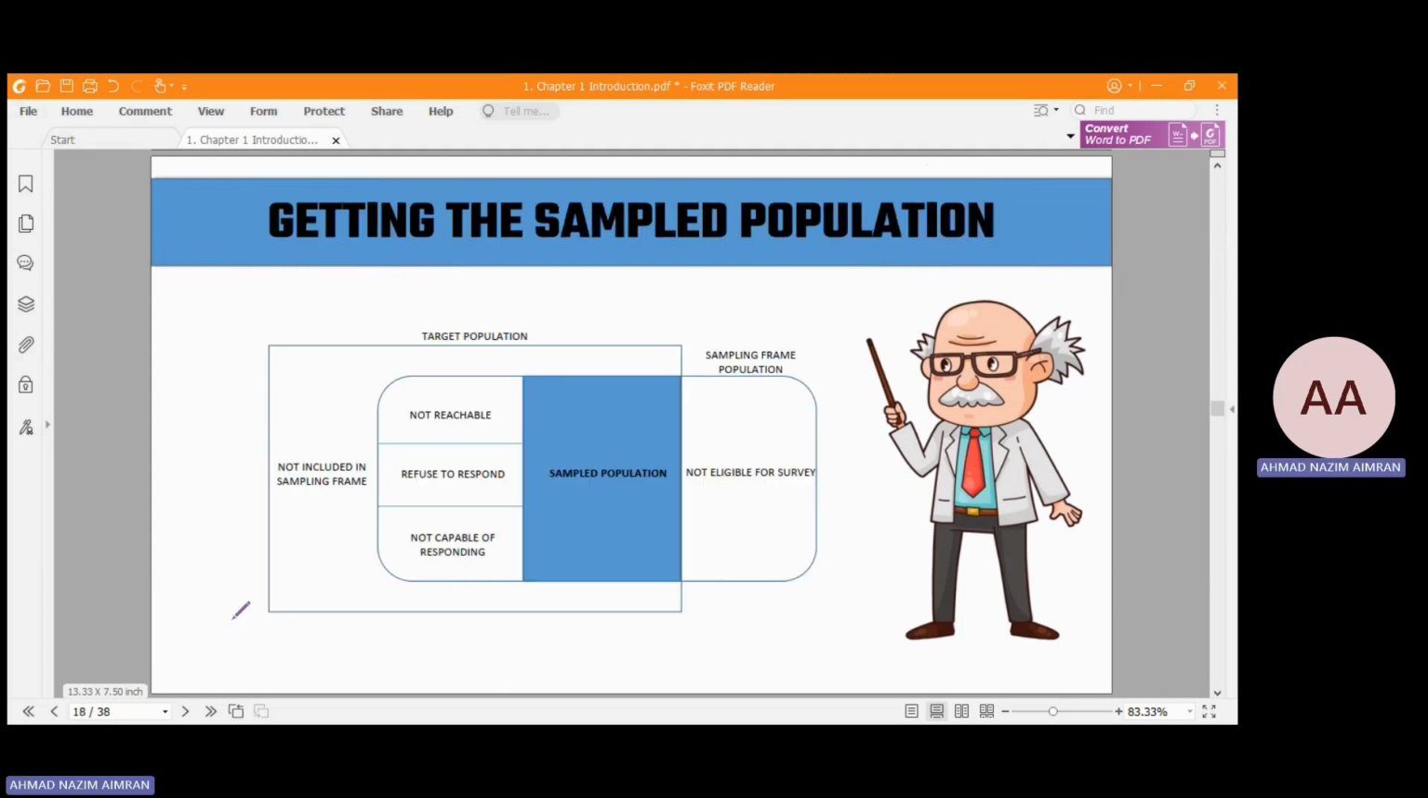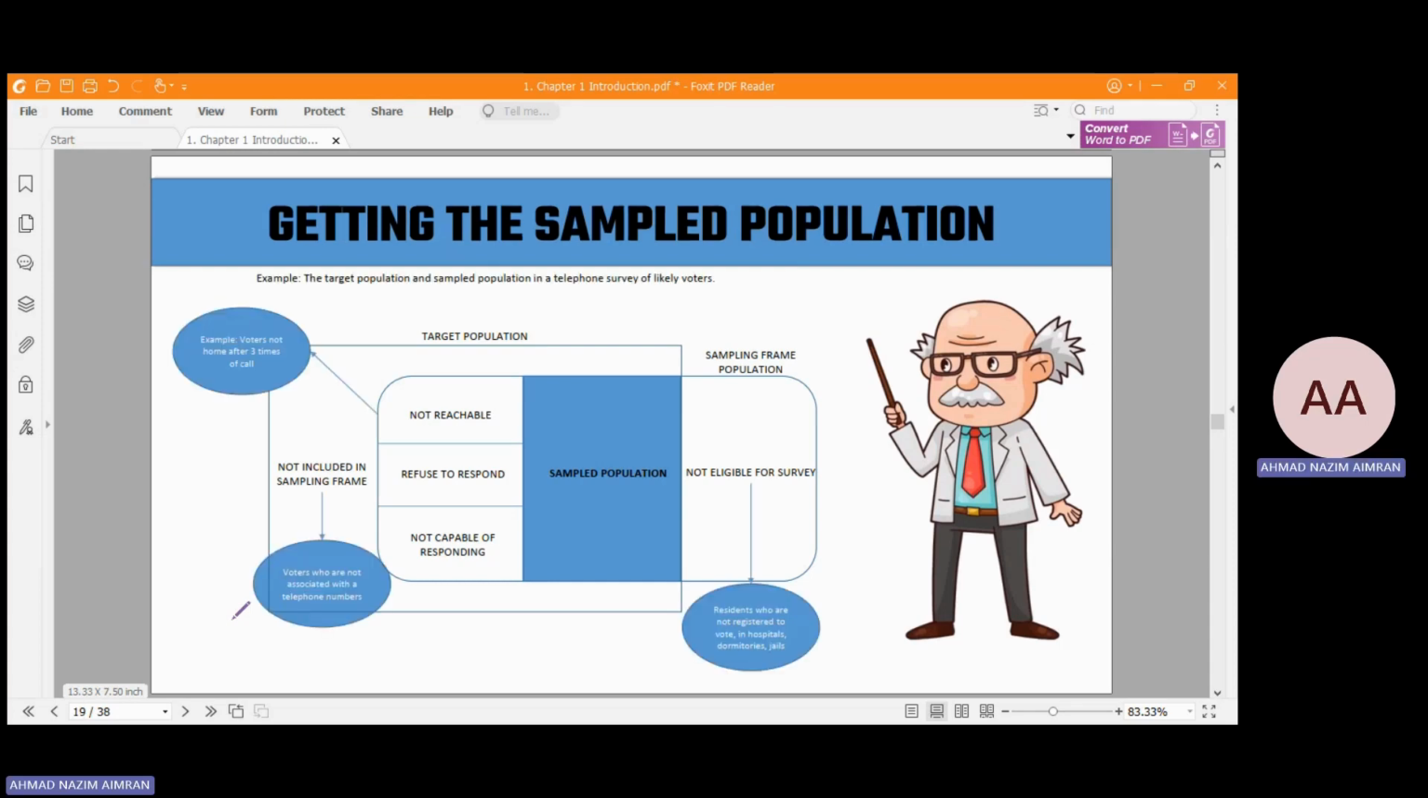Now let's look at the next one, which is getting the sample population. This is how we get our sample population, and why not everybody in our target population can be selected as our sample. Let's look at this example: the target population and sample population in a telephone survey of likely voters.